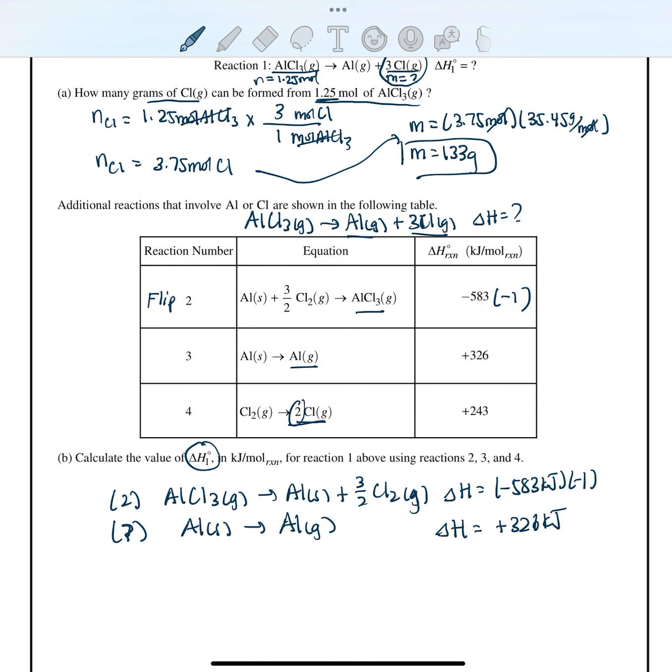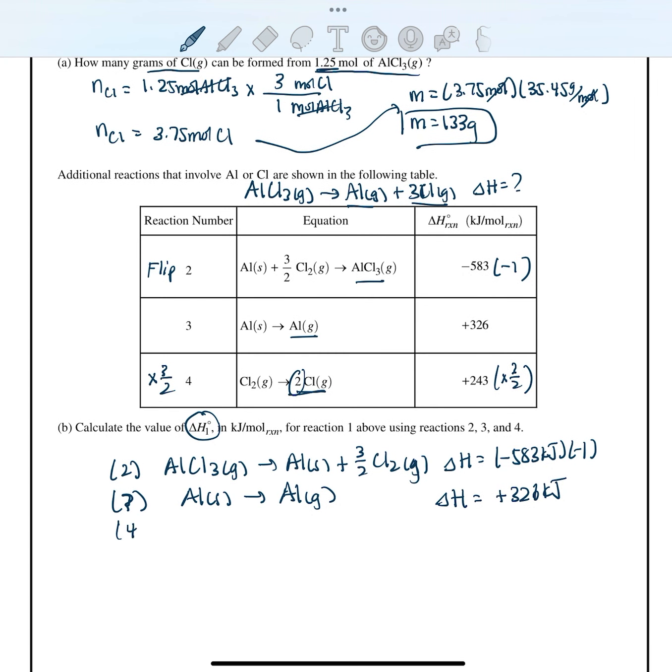I actually need 3 of them. So to get 3, just do a little bit of mental math. I need to multiply this by 1.5 or 3 over 2, which means I have to do the same thing to the delta H over here. So let's rewrite equation 4. This will become 3 halves chlorine gas produces 3 over 2 chlorine monoatomic gas. And the delta H, again, we have to do the same thing because I multiplied the equation by 3 over 2. I also need to multiply delta H by 3 over 2.